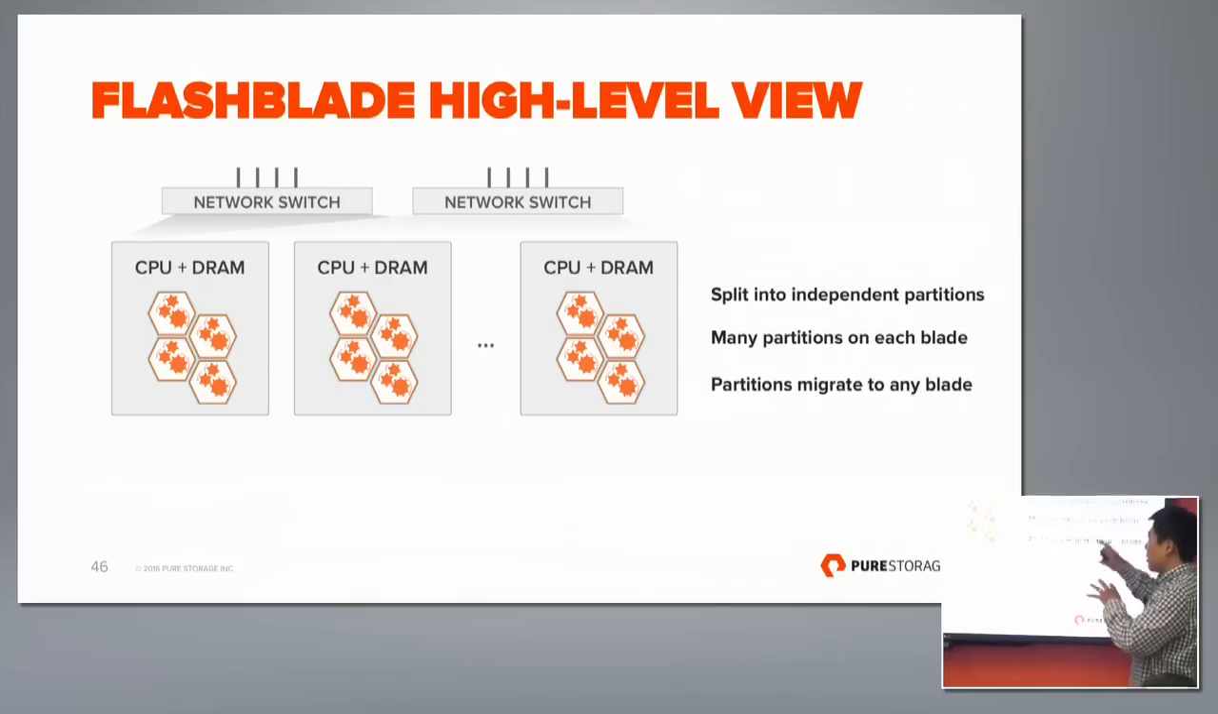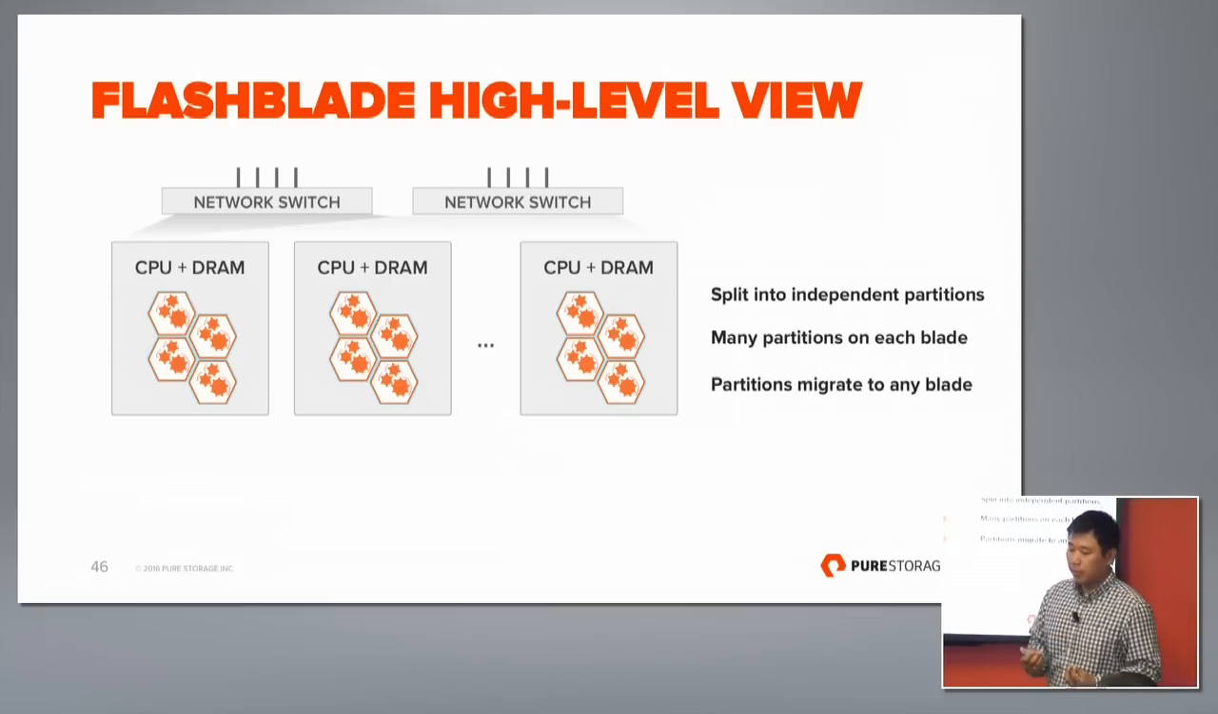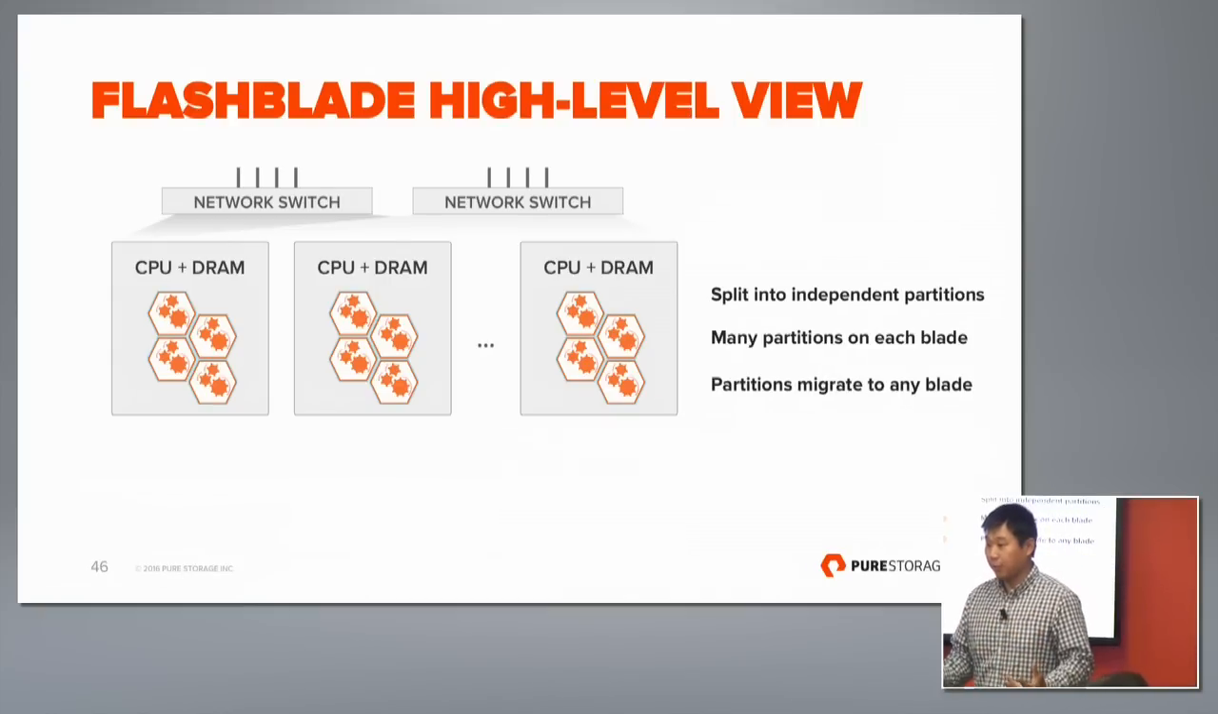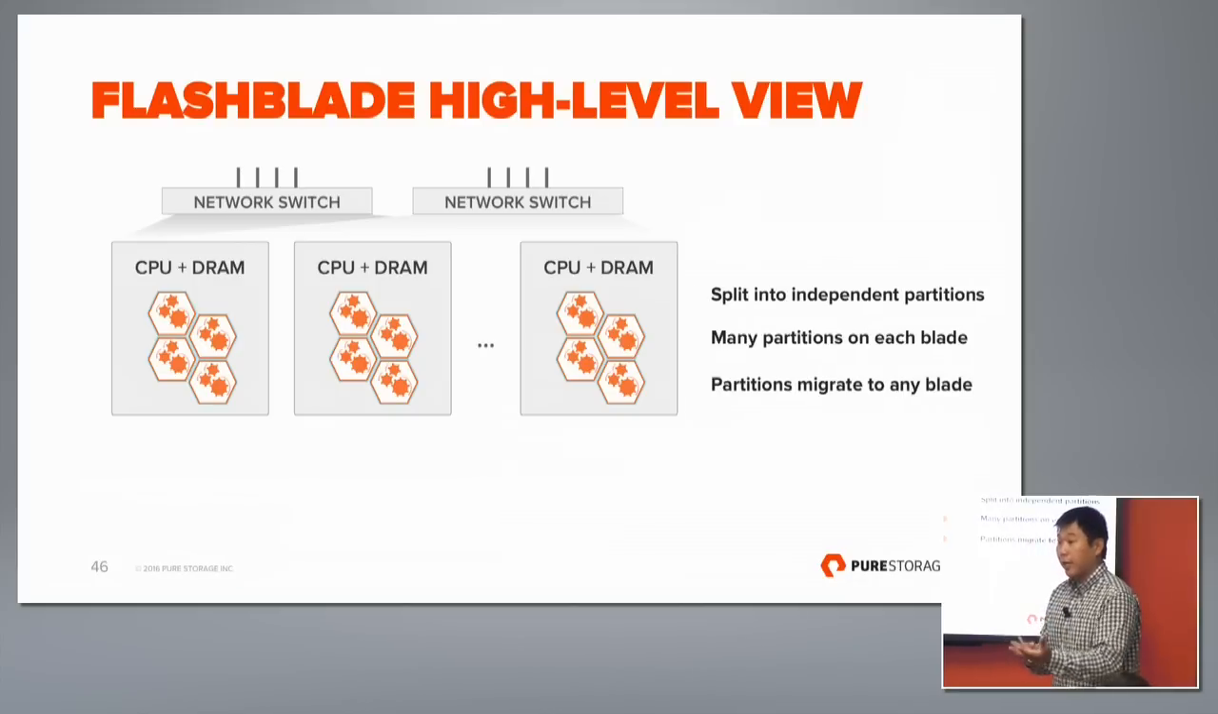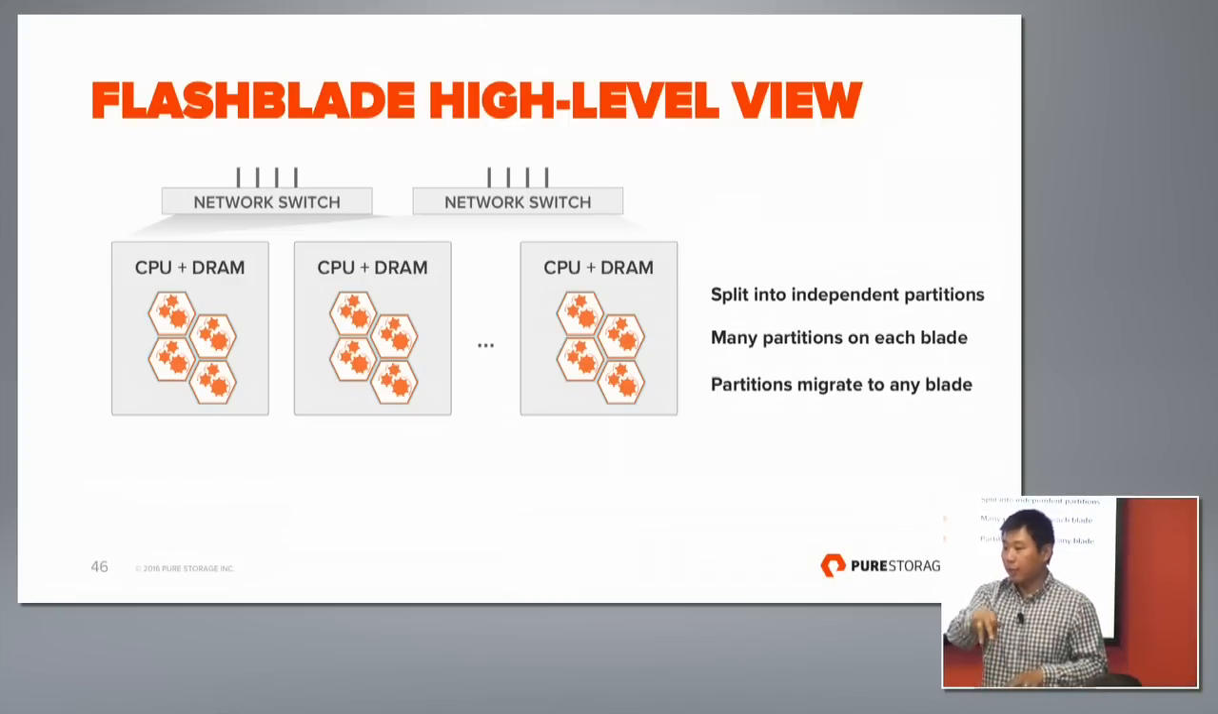So now that we've created these independent partitions, what we'd like to be able to do is run many of these partitions on each blade. And part of the reason for that is, if you do have a change in topology, we want to be able to pick these partitions up, migrate them to other physical blades, and run them there. I guess, sorry to interrupt, Rob, but that means that you could run a completely asymmetric configuration.